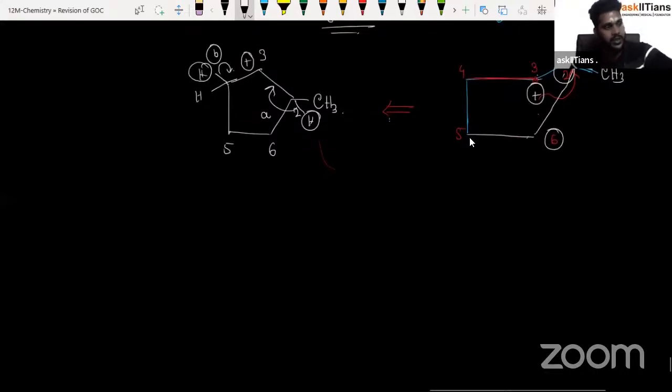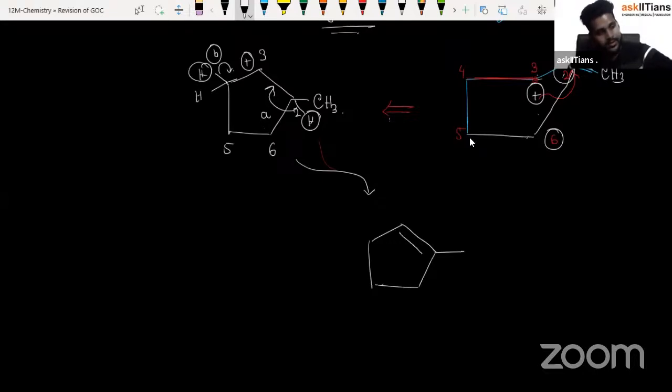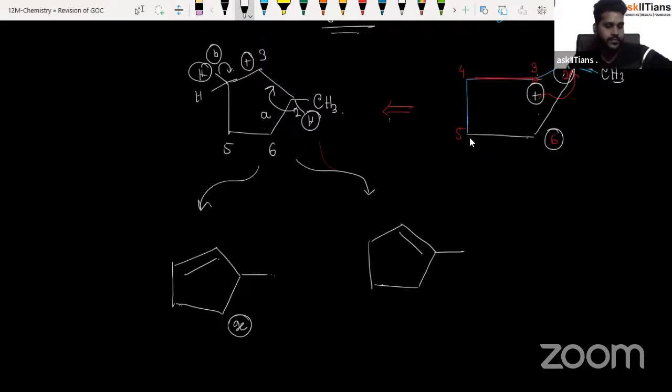If it takes option A, then what is the alkene you are gonna get? This. If it takes hydrogen number B, what is the alkene you are gonna get? This. Which alkene is more stable now? Tell me, X or Y? Which one is more stable? X or Y? How do we actually figure out the alkene stability?